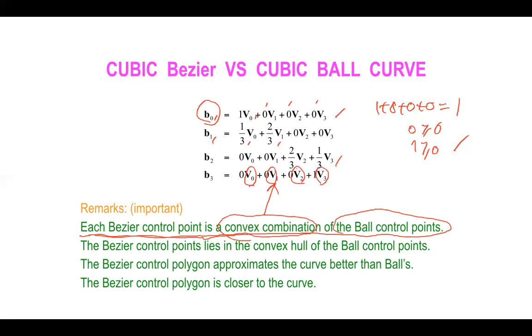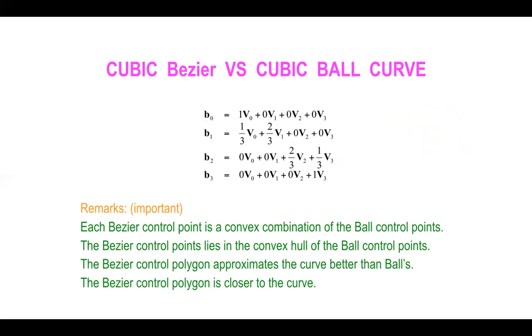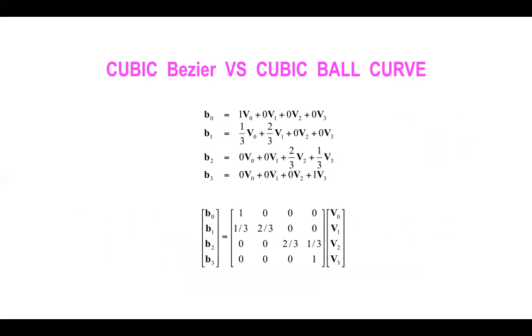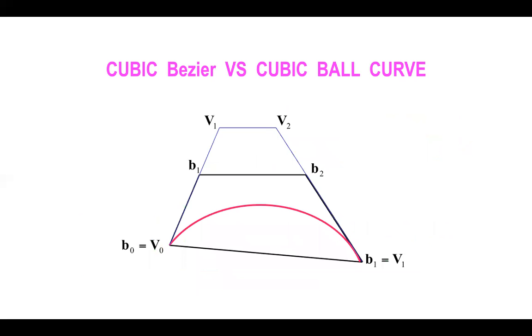The Bezier control points lie inside the convex hull of ball control points. This one you have to prove by going back to the previous slide. You can see that this one is V0, V1, V2, and V3. Sorry, this one is V3. What is the convex hull of ball? Convex hull of ball is the yellow one.